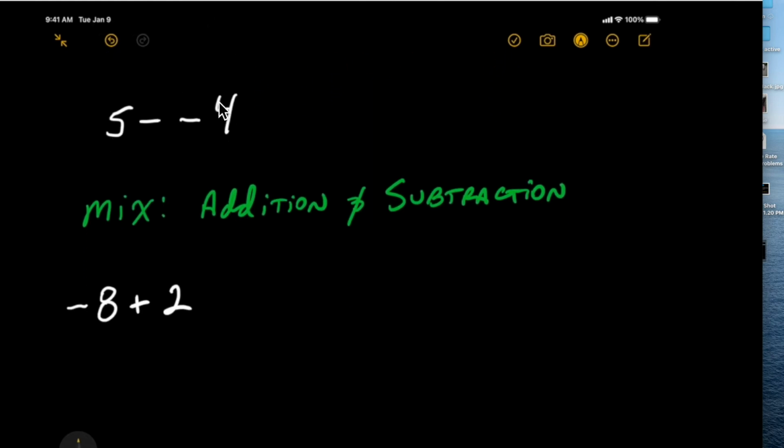Here, folks, double negative. Okay, don't forget there's a hidden positive sign in front of that 5. We're going to change this to a double positive.